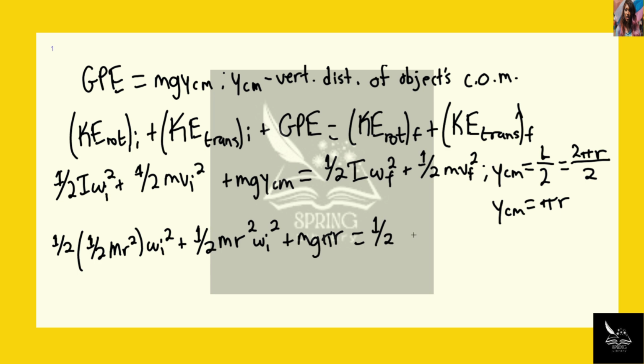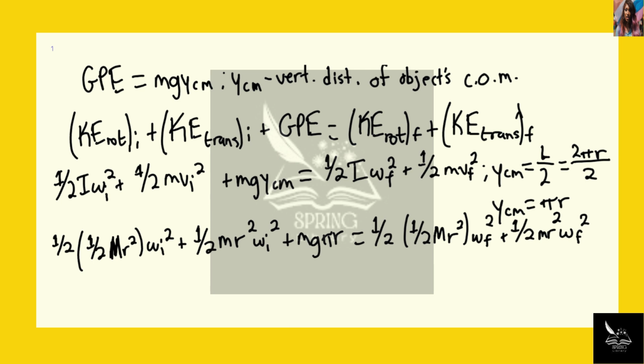And on the other side, we have half m r squared omega final squared plus half m r squared omega final squared. So at this point, we can say, okay, this is going to be capital M. Let's try to solve for omega final.